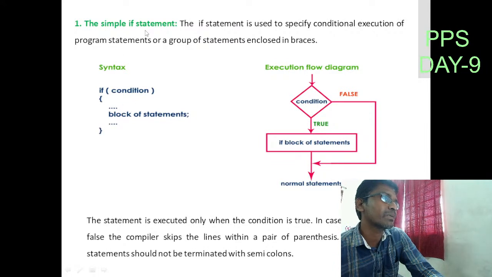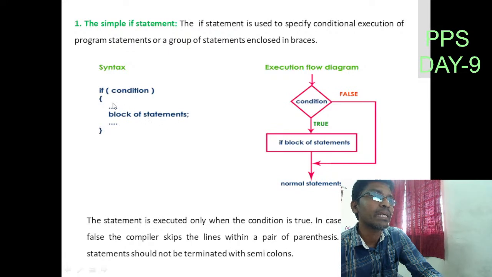for writing a simple if statement, if is a keyword, followed by a condition. If this condition is satisfied, or true, then it will execute a single statement or a group of statements, a block of statements. The block of statements can be written between opening and closing curly brackets. If you are using only one line of statement in our program, it's not required to use curly brackets. Even though we can use them, it's not a problem.